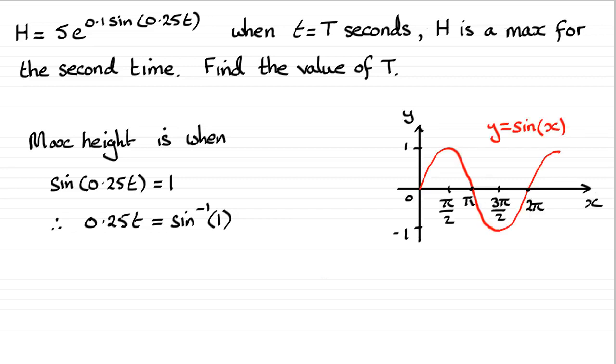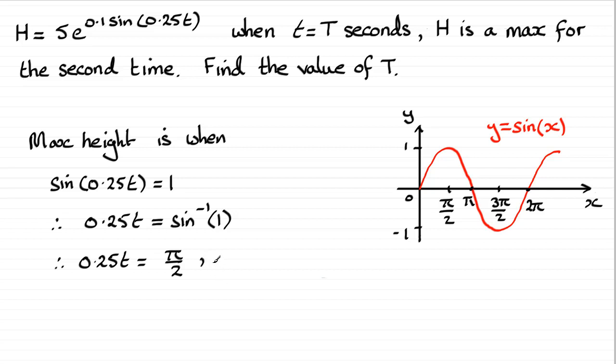If we just draw up the graph, you can see that the inverse sine of 1 is going to be pi upon 2. 90 degrees if you're working in degrees, but we have got to be working in radians here, okay? So we need to take pi upon 2. So therefore we have 0.25t equals pi upon 2 radians. But that's going to be the first time when we get the maximum height h.